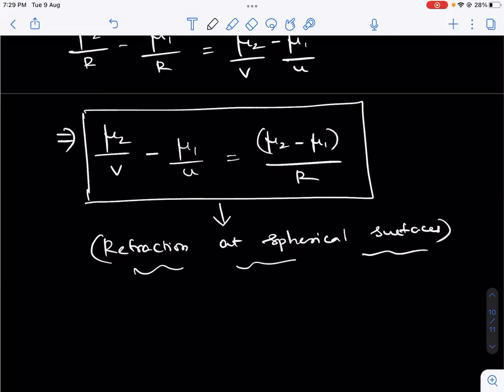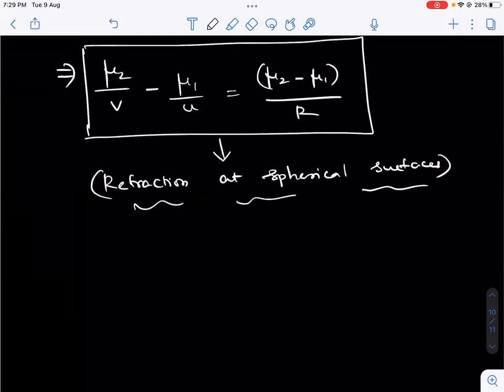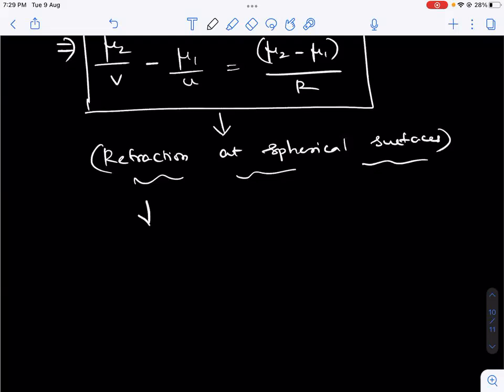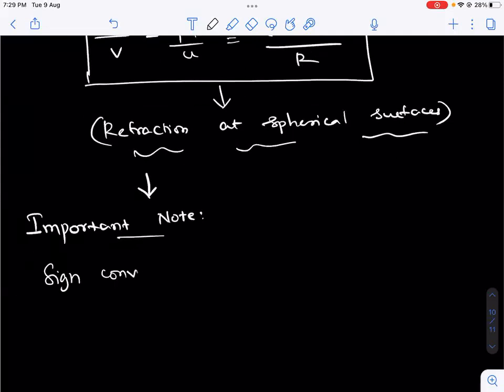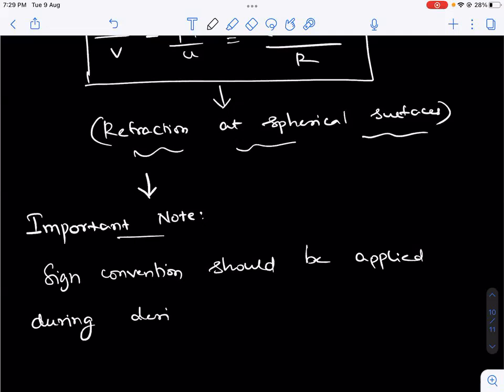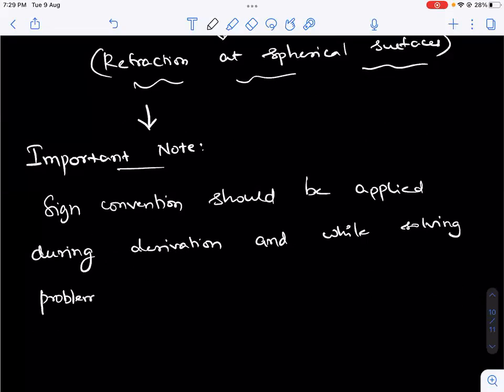Is it clear? Okay. So an important note here is sign convention should be applied during derivation and while solving problems as well.